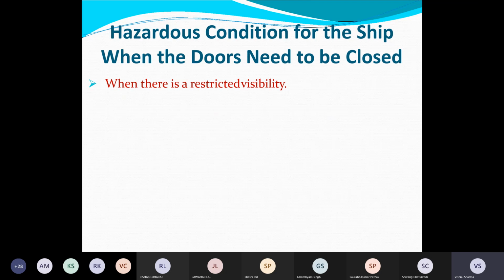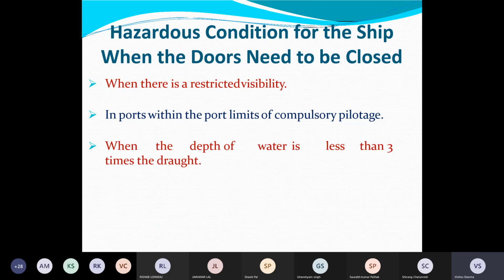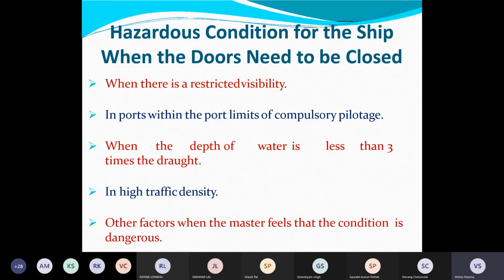So when there is restricted visibility, yes, they should be kept closed. In ports within the port limits of compulsory pilotage, yes, they should be kept closed. When the depth of the water is less than 3 times the draft, because you're in shallow waters, you don't want to risk it, you want to be safe against any possible contact with the ground. In high traffic density, it should be kept closed. And any other circumstance in which the master feels that the condition is dangerous.